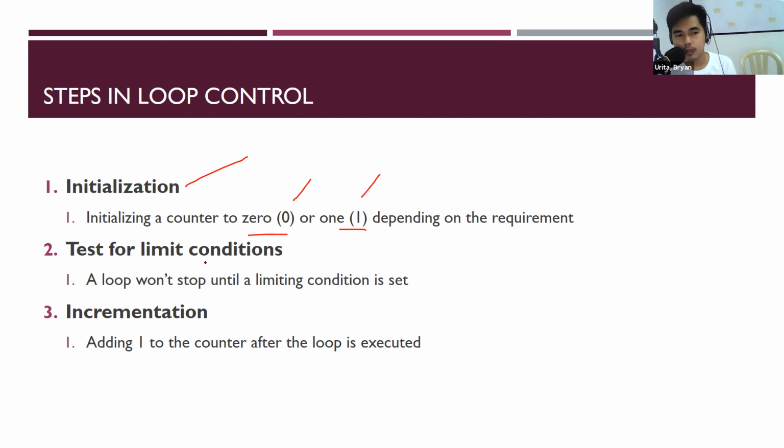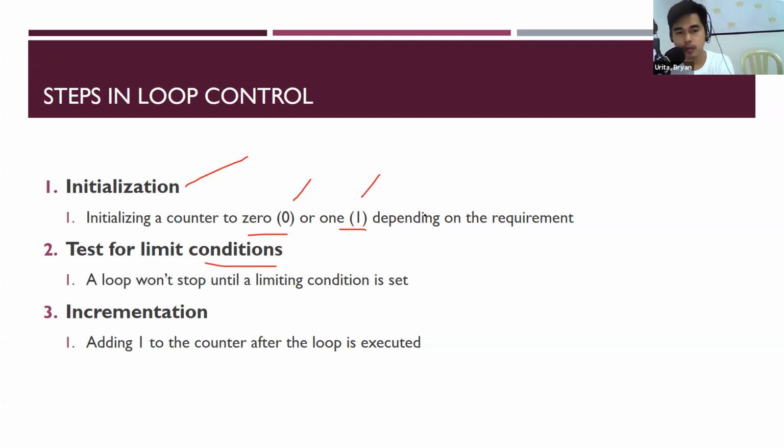Then we have the test for limit conditions. What is the limit condition? In our first example, we said that we compute the area of circle from radius equals 1 until radius equals 5. So the radius starts from 1 and increases, being increased by 1. The next radius will be 1 plus the previous, okay? 1 greater than the previous value. So nagpa-plus 1 siya until radius equals 5.